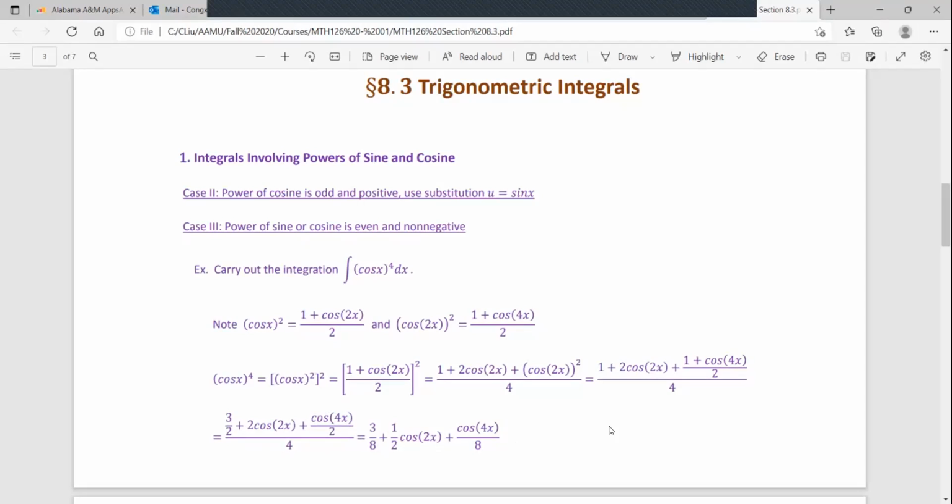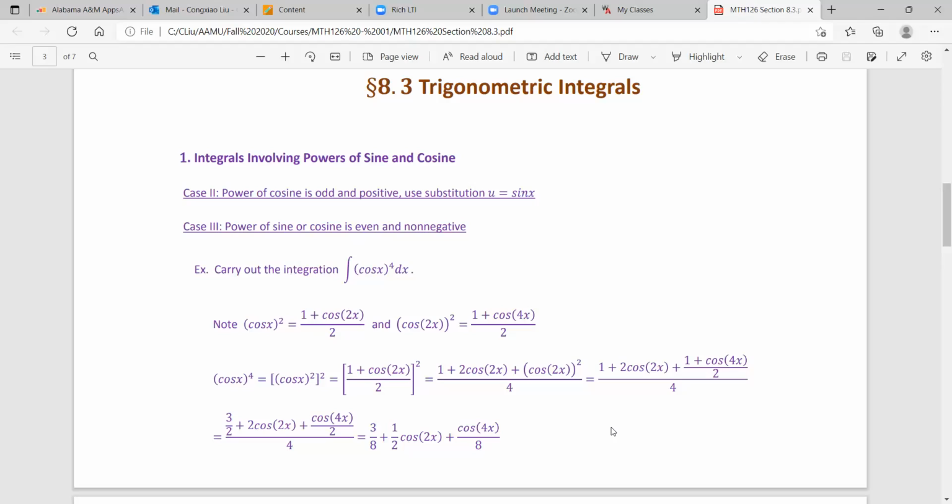Good. Any questions? Just be careful about the fractions. Don't mess up. Any questions?